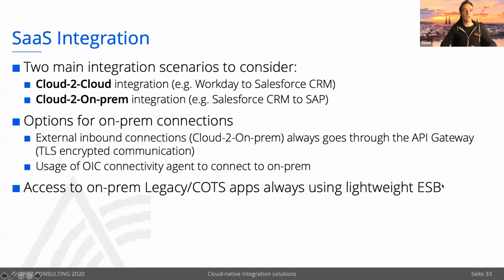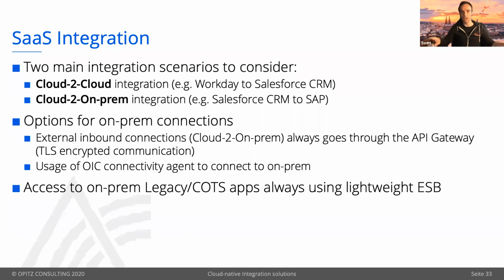And last but not least, I have the cloud or the SaaS integration use case. And here I need to distinguish between cloud to cloud integration and cloud to on-prem integration. The cloud to cloud integration is fairly easier because you just need to integrate your SaaS applications with each other using your iPaaS platform. And usually the iPaaS platform has already the respective adapters in place so that you do not need to care about the connectivity as such.